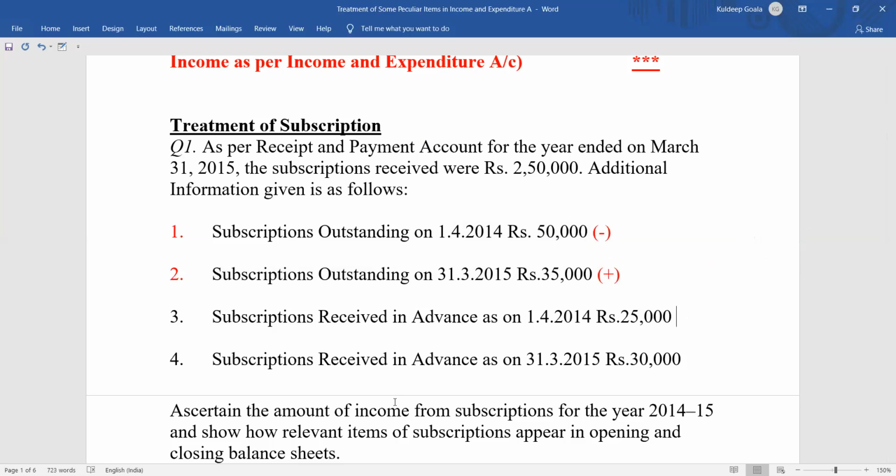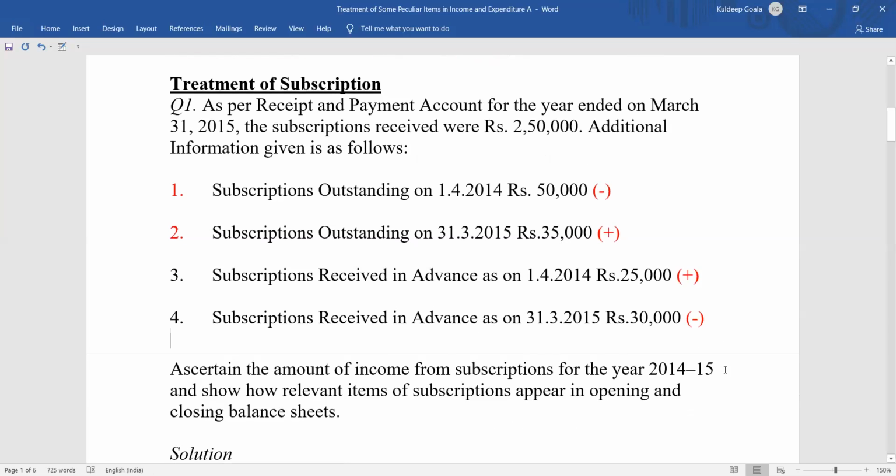Then coming to the next one, subscription received in advance on 1/4/2014. That is last year's advance. In the beginning of the year, that means last year's advance was 25,000. So obviously it is relating to the current year, so it will be added. Then the next one, subscription received in advance as on 31st March 2015. This is this year's advance. If you are receiving advance this year, it will be relating to next year, so it will be deducted, right? It will be deducted. Clear?